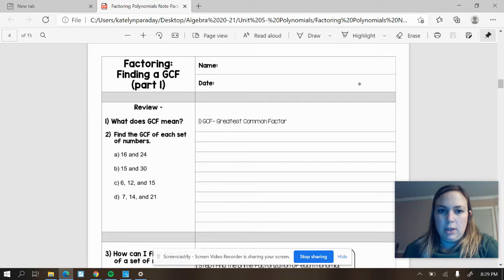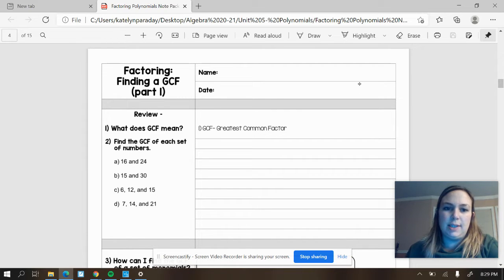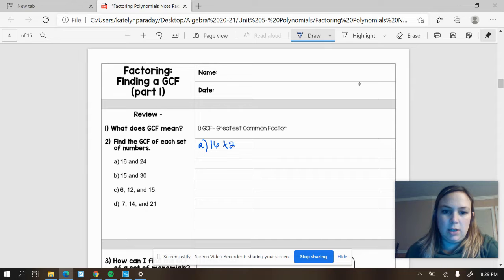So now in this video, we're going to go over finding the GCF. Okay, so we have to remember what GCF means. GCF means the greatest common factor. For example, A is 16 and 24. That means we're going to find all the factors of 16 and all the factors of 24 and see what works the best. So for 16, we can do 1 times 16, 2 times 8. I don't think there's 3, and then 4 times 4.